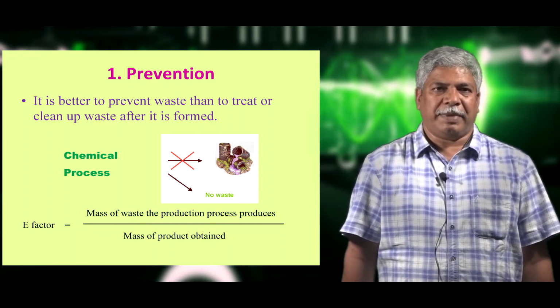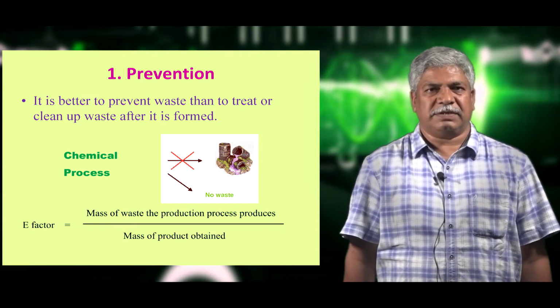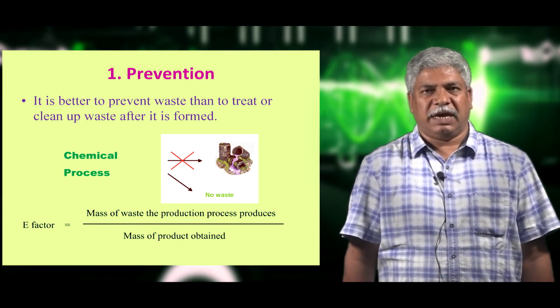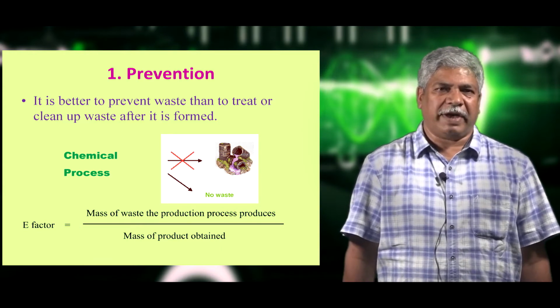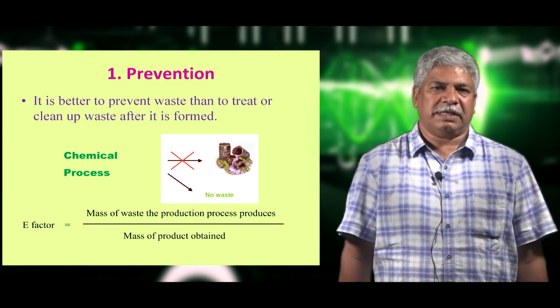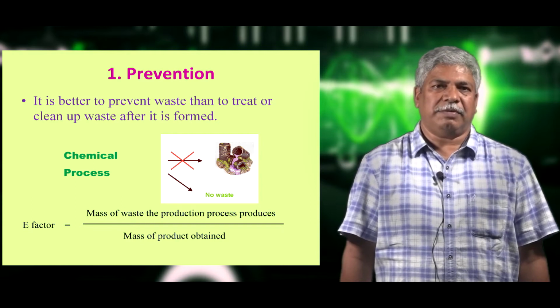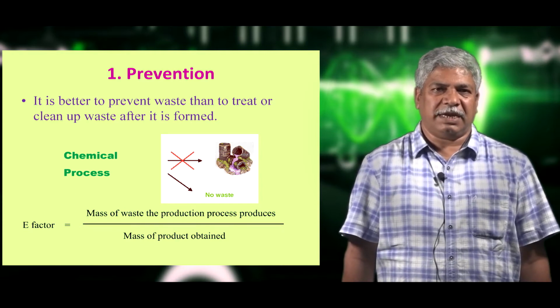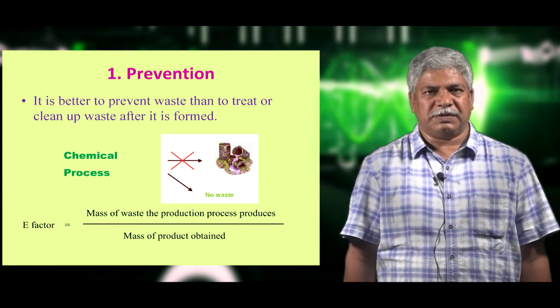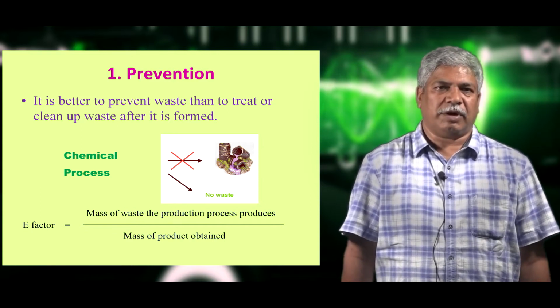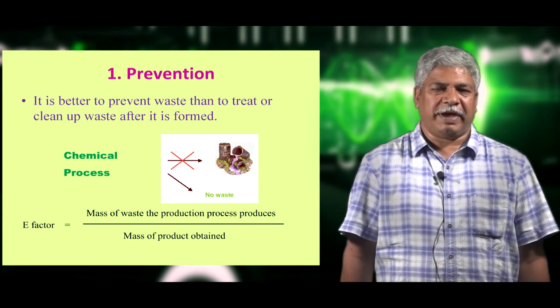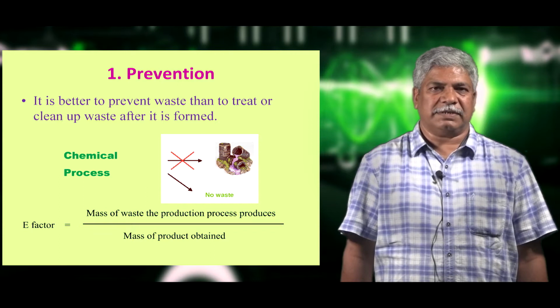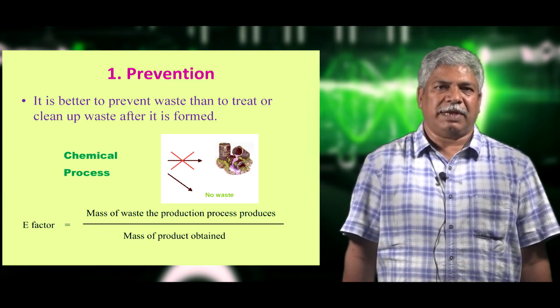How do we compare which process generates less waste and which generates more waste by a common factor, which is called the E factor? E factor is nothing but a ratio between the amount of waste generated in a particular production process to the amount of useful product formed in that process. This is the factor used to compare all the processes, and we should aim to develop zero waste technologies.